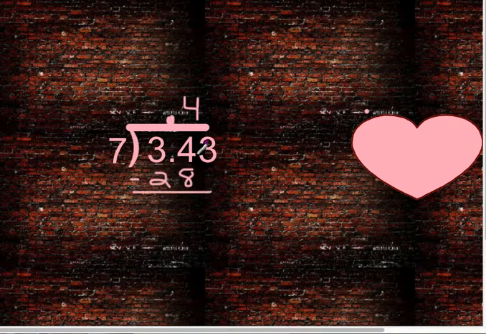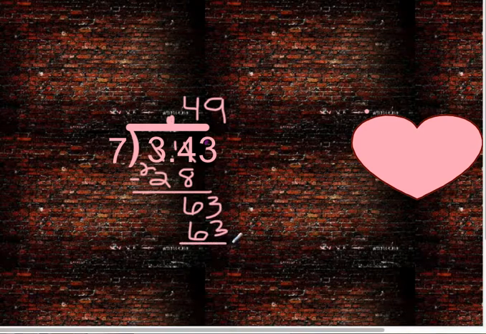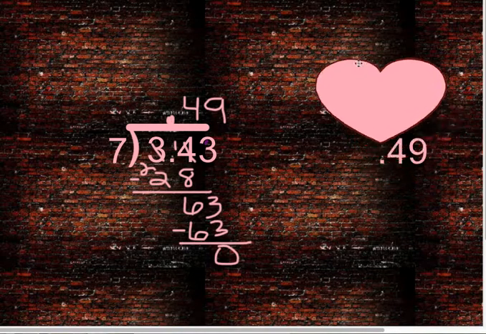So then this goes to 14, and this goes to 2. 14 take away 8 is 6. And bring down the 3. How many times does 7 go into 63? It goes in there 9 times. 9 times 7 is 63. And I subtract, so we have a 0, and there aren't any more numbers to bring down. So our answer is 49 hundredths. Let's look over here and see if that's what they got.